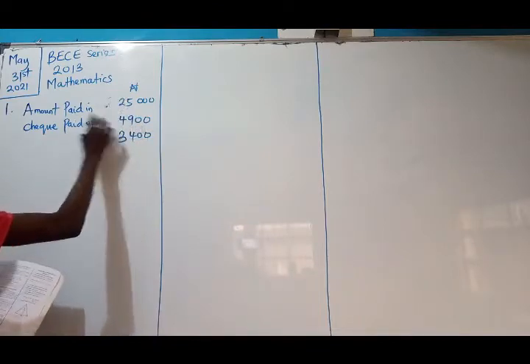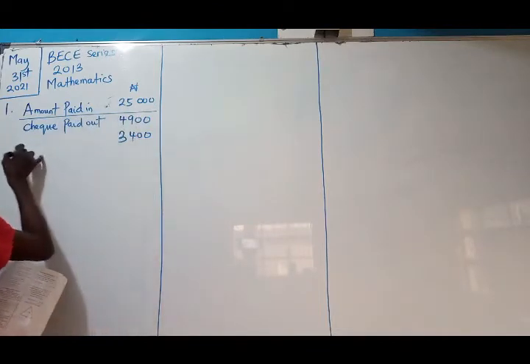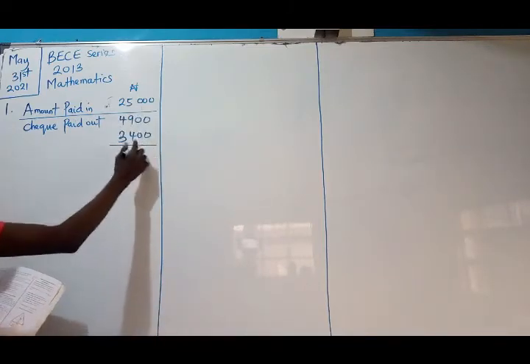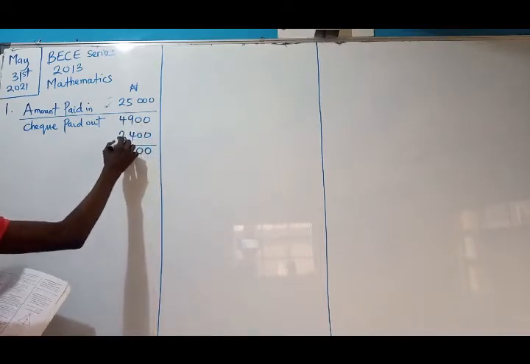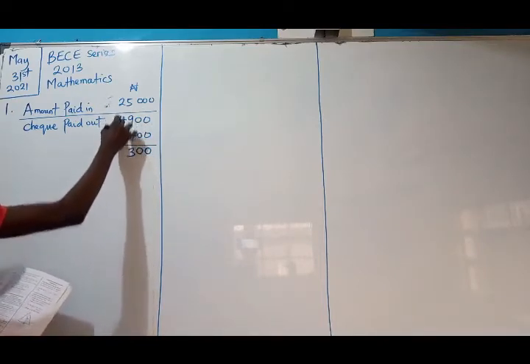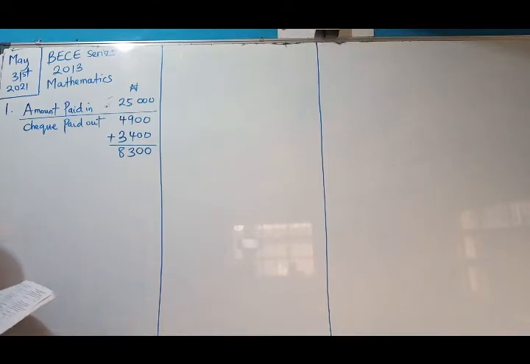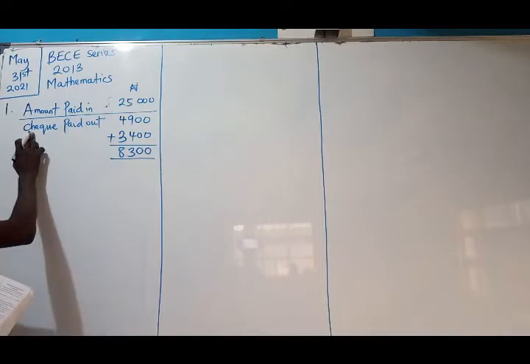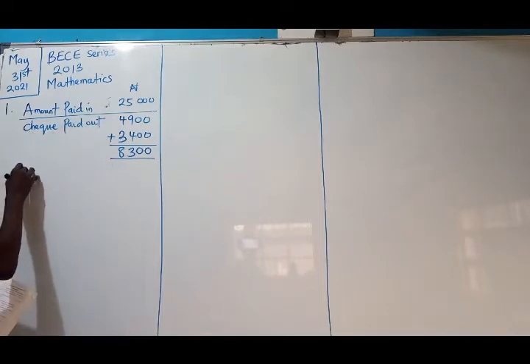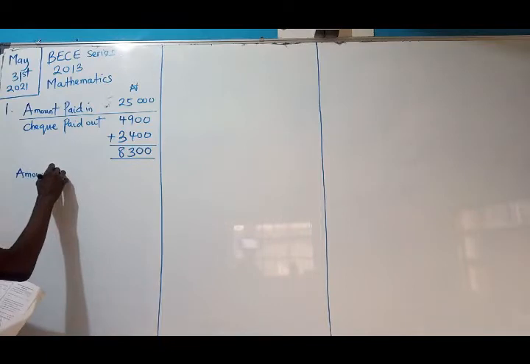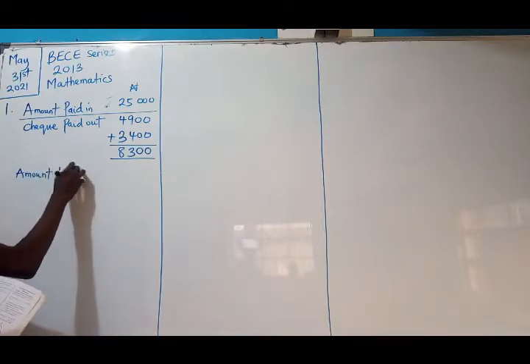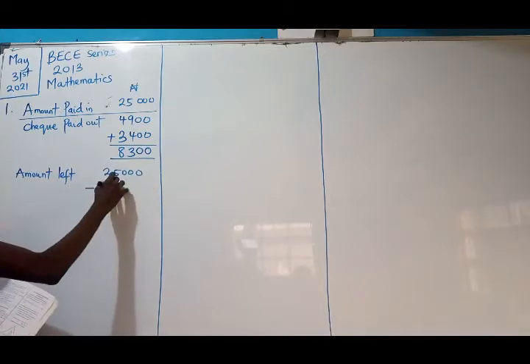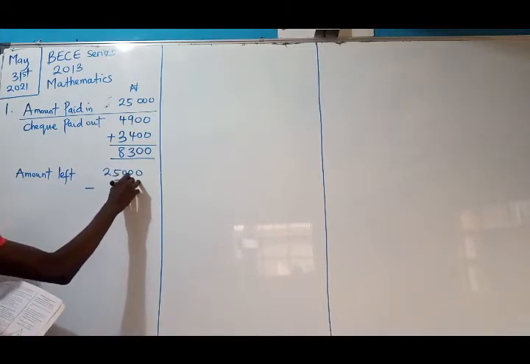So what I'm going to do is to add these two. I'm going to add these two, and that will give me 0, 0, 3, and this will give me 8, if I got the maths right. So this is amount paid in, this is check paid out. So amount left will now be 25,000 minus 8,300.